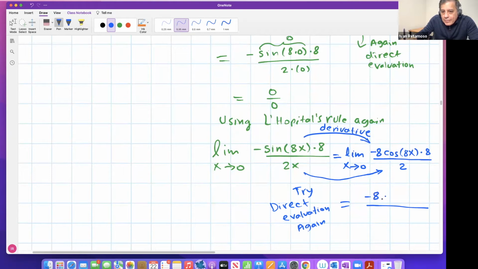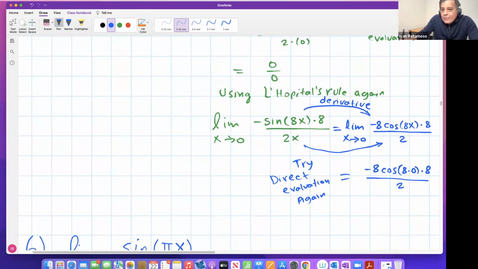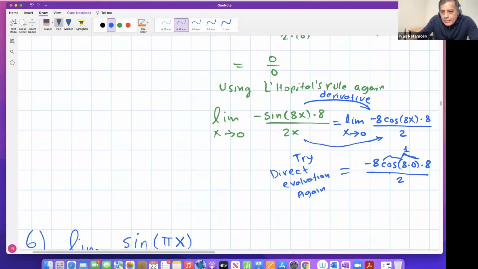Look, minus 8 times cosine of 8 times 0 times 8 divided by 2. This is cosine of 0. Cosine of 0 is just 1. So this will be just equal to minus 8 times 1 times 8 over 2. And this in turn is just equal to negative 64 divided by 2, negative 32. Very good. I see comments on the chat. Negative 32, very good, excellent.